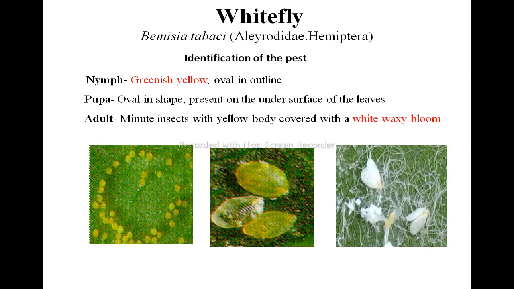In the first picture you can see the greenish yellow nymphs and pupa. In the second picture you can see the pupa. Pupa is oval in shape and it is present only on the under surface of the leaves. Third one is the adult. It's also a minute insect. Its body is yellow in color but it is covered with white waxy bloom. Because of that it looks white.